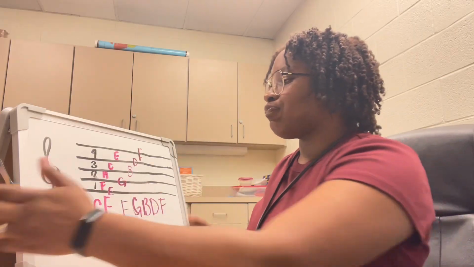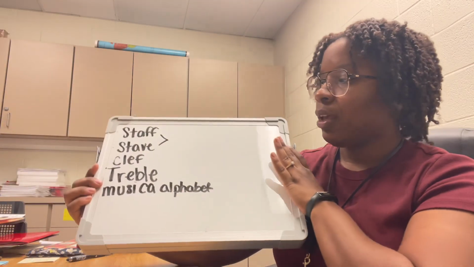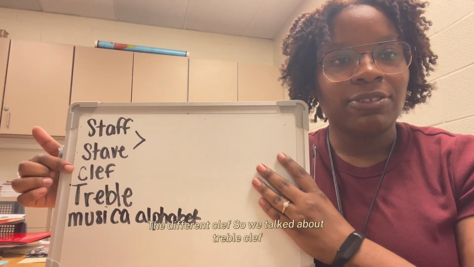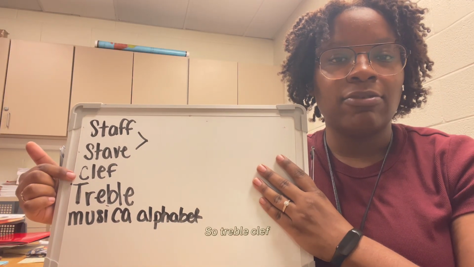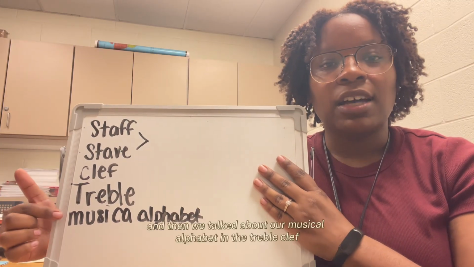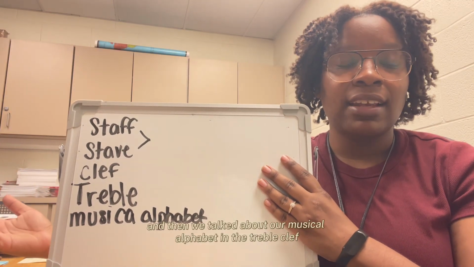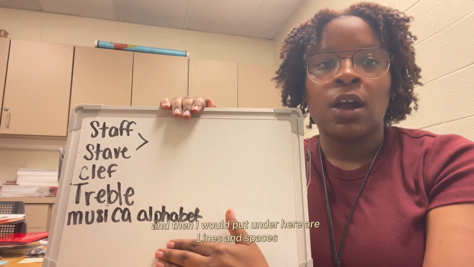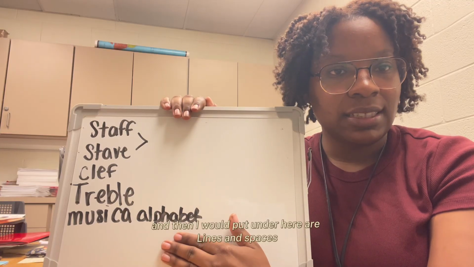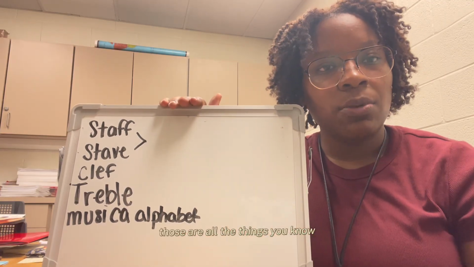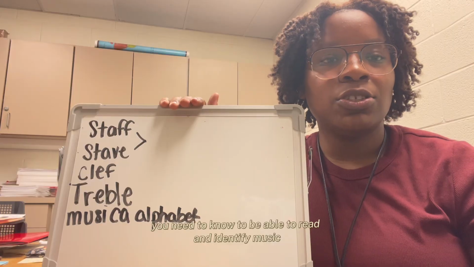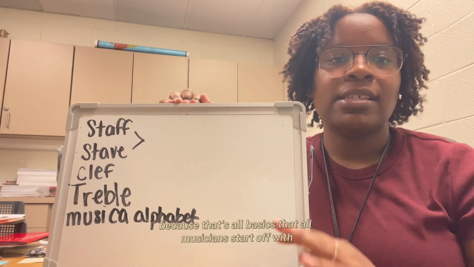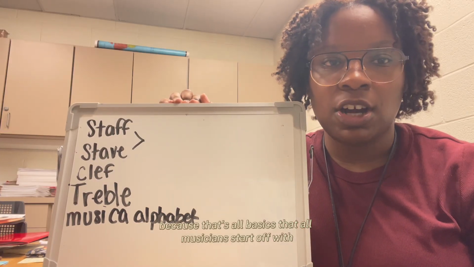Now we know the staff, or staves if it's plural, and the different clefs. So we talked about treble clef. And then we talked about our musical alphabet in the treble clef. And then I would put under here our lines and spaces. Those are all the things you need to know to be able to read and identify music, even if it's beginner friendly, because that's all basics that all musicians start off with.